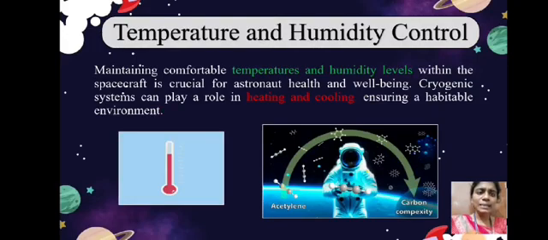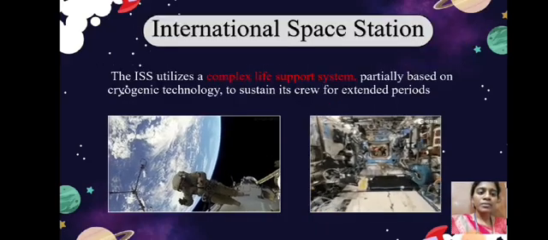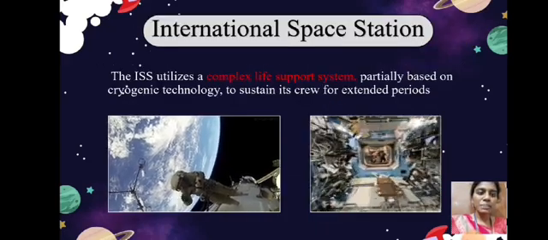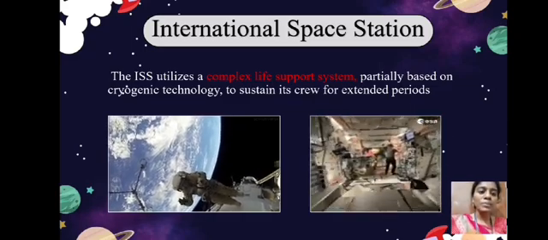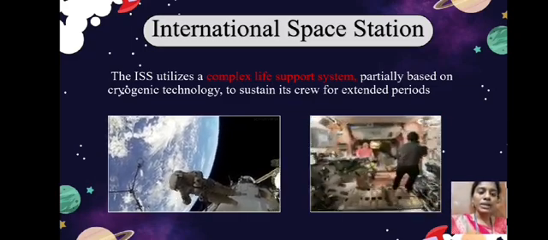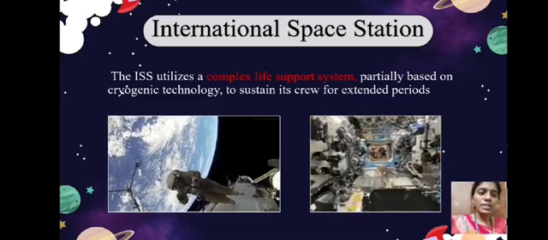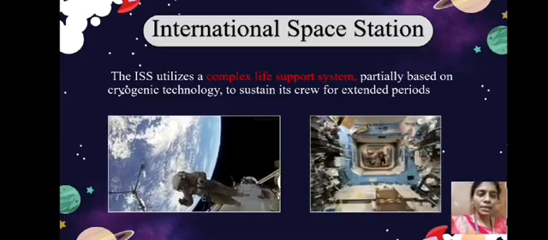The next is temperature and humidity. Maintaining a comfortable temperature and humidity level within the spacecraft is crucial for an astronaut's health and well-being. Cryogenic systems can play a role in heating and cooling, ensuring a habitable environment. Then the third one is the International Space Station, that is ISS, which utilizes a complex life support system partially based on cryogenic technology to sustain its crew for extended periods.